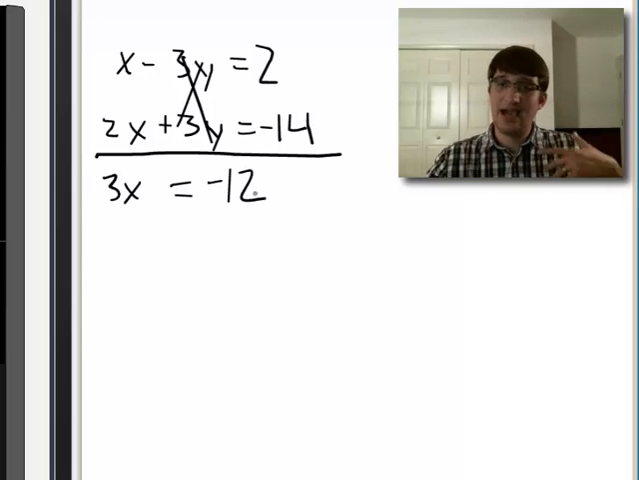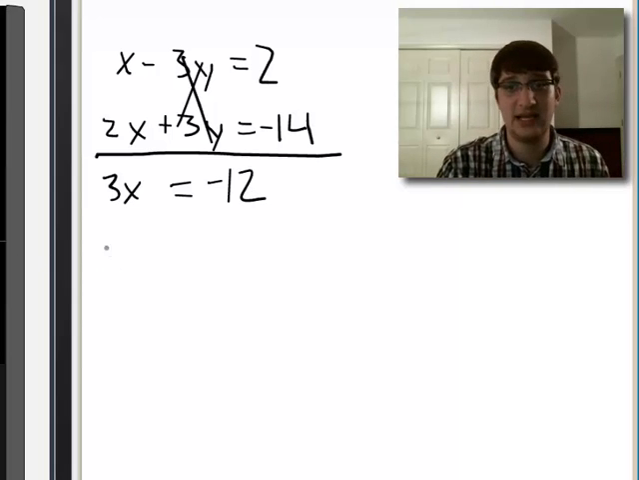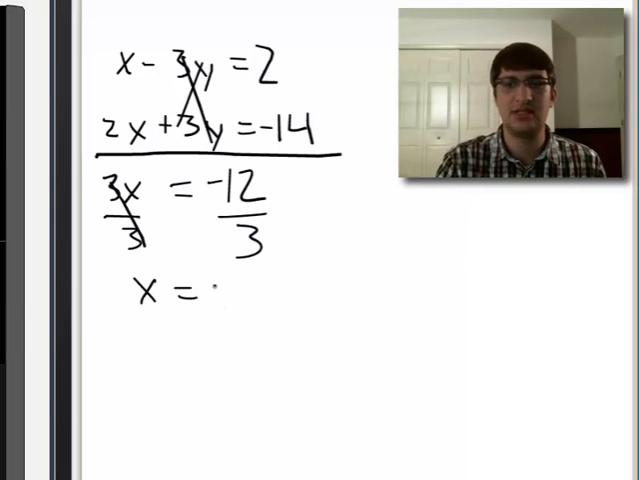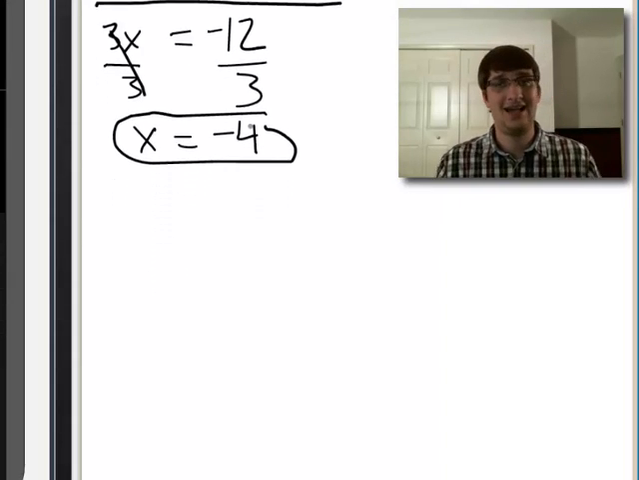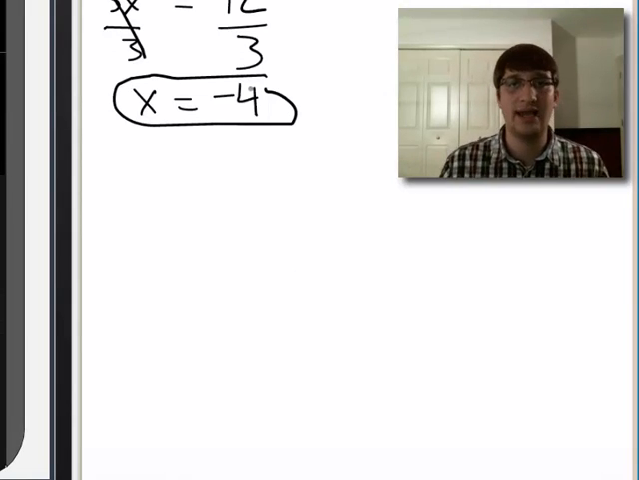And what do you know? I have a pretty easy equation to solve for x now, okay? So I'm going to get x by itself by dividing each side by 3. The 3's cancel over here, and I get x equals negative 12 divided by 3, which is negative 4, or quattro. Haha, I'm learning. Anyway, so we got x equals negative 4, and because it's a system of equations, we have to go ahead and get y as well.